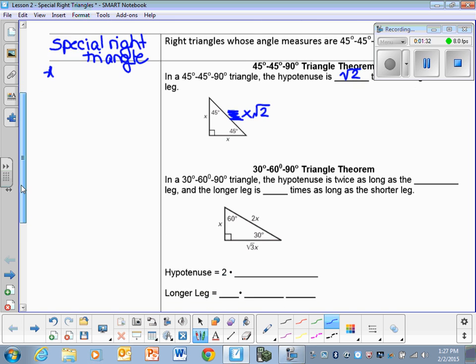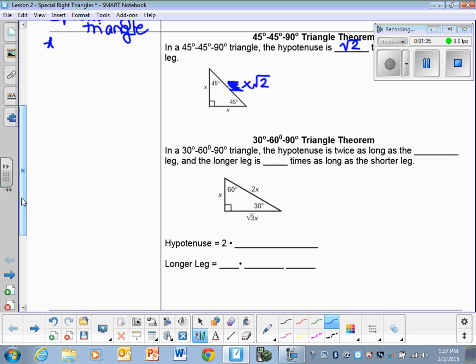The second theorem, the 30, 60, 90 theorem, states that the hypotenuse is twice as long as the short leg, and the longer leg is square root of 3 times as long as the short leg. We have the same problem right here with how your textbook writes this. The coefficient should be in front of the radical, so fix that, please.